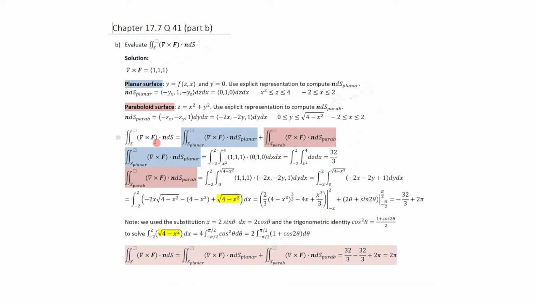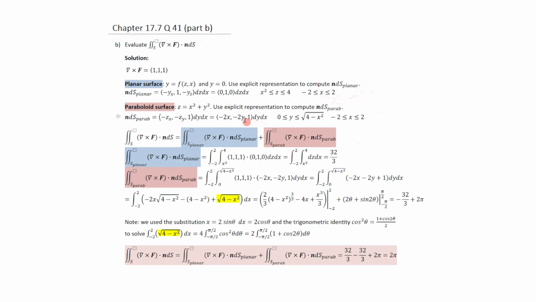Z is a function of x and y. This is minus zx, minus zy, 1, dy dx. When you take the partial with respect to x and the partial with respect to y, you get minus 2x, minus 2y, 1. And so you would ask yourself again, is this in the right direction? And it is, because for positive y, this is pointing in the negative y-hat direction. So this is the right representation of the surface area vector.